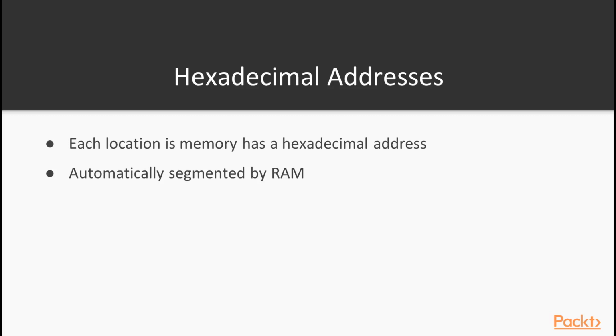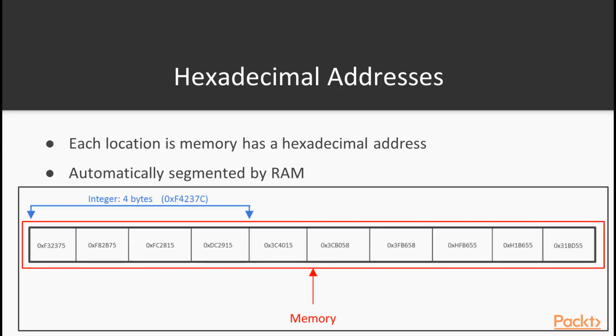RAM will automatically segment out locations in memory for variables and other data. An example would be, say here's our memory, with each byte having its own location in memory. We have an integer that takes up 4 bytes of memory, and this integer is given its own address in memory based on the space it took up. This is all done by RAM automatically.